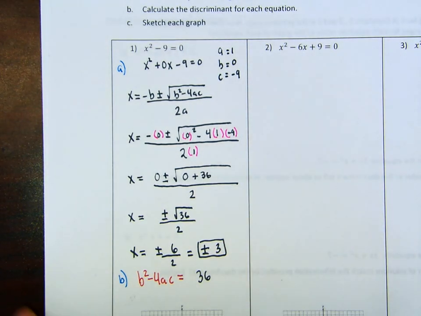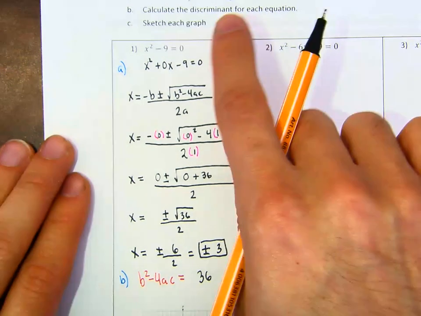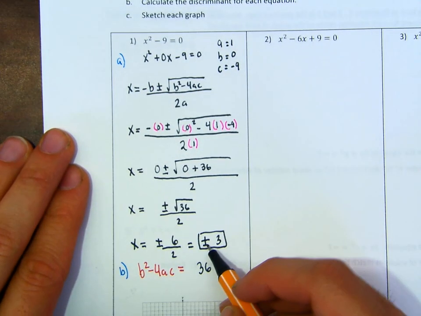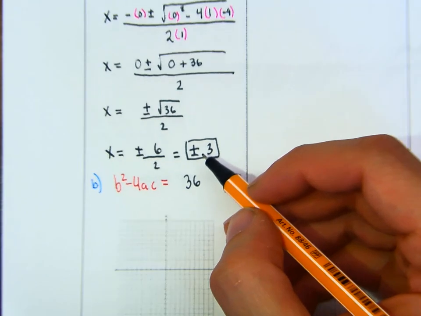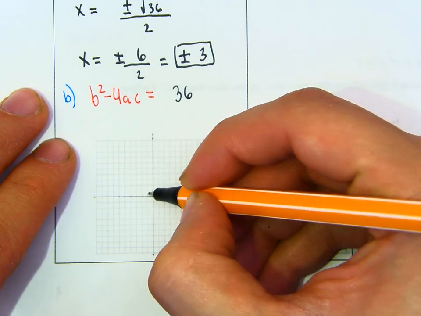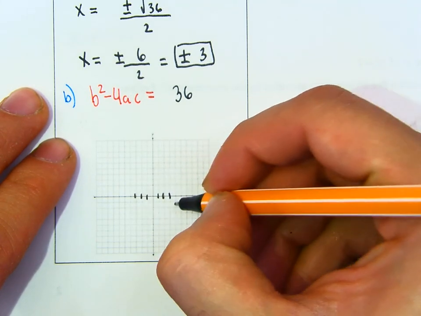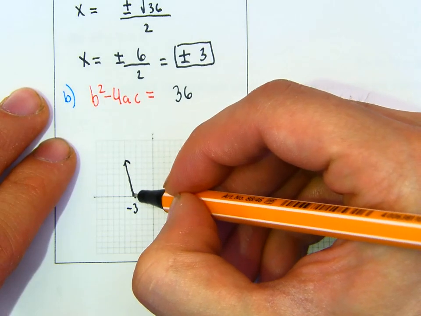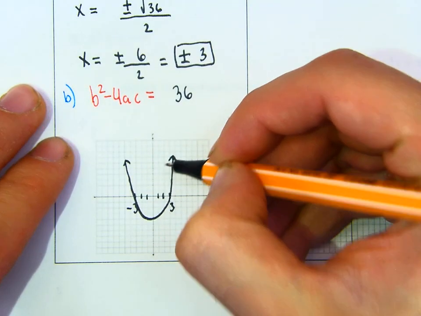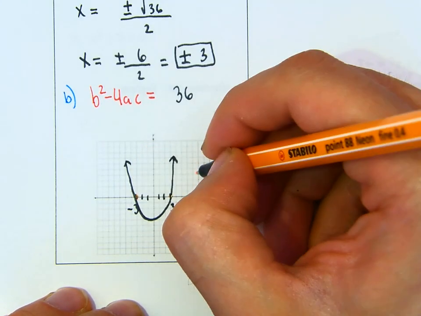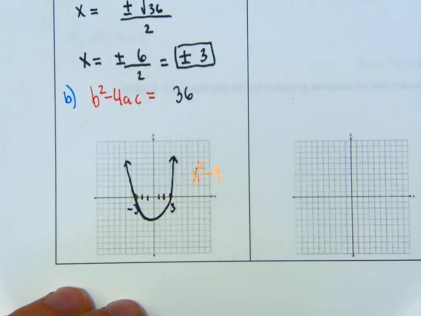Okay, great. Now it says sketch the graph. So what will this graph look like? Remember, what are the solutions? Because the solutions are plus and minus 3, we just go 1, 2, 3, 1, 2, 3. So this is positive 3, this is negative 3. And then we just make our parabola just like this. And that is our graph for the function x squared minus 9.